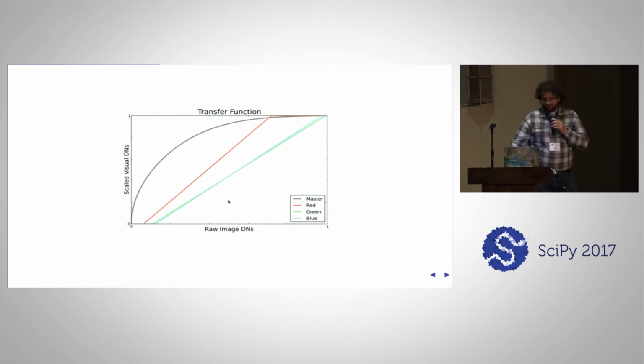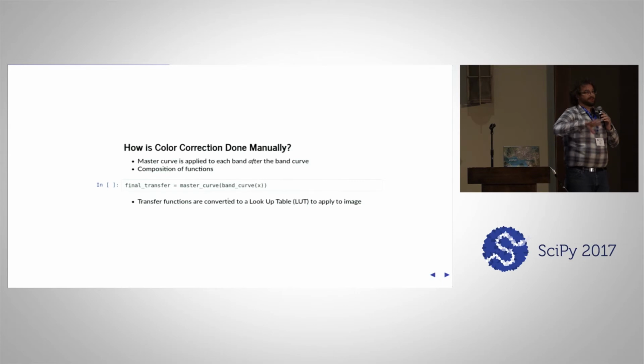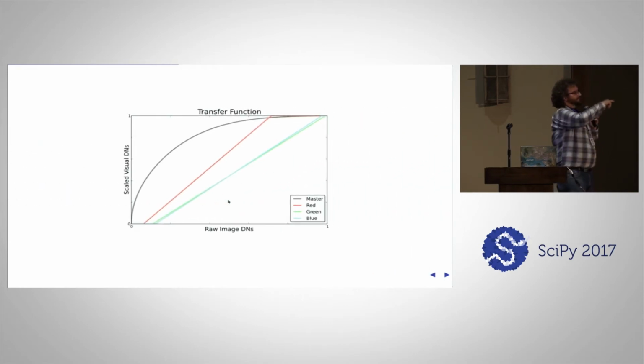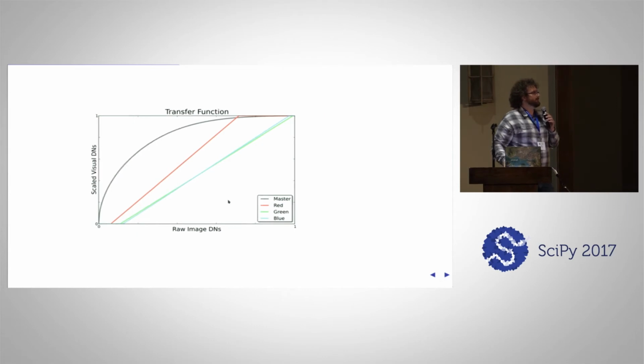All right, let me restate that a little bit. In that case it was linear, so you notice the band curves were lines. We take some linear transformation and then we apply the master curve. In other words, we're composing functions. So you think about it just in terms of simple functions here. The final transfer function is the master curve of the band curve of the input data. We actually do this through a lookup table typically when we apply it, but that's a bit beside the point. What I want to focus on here is that we're taking this 4-curve function and we're actually making 3 transfer functions from it.